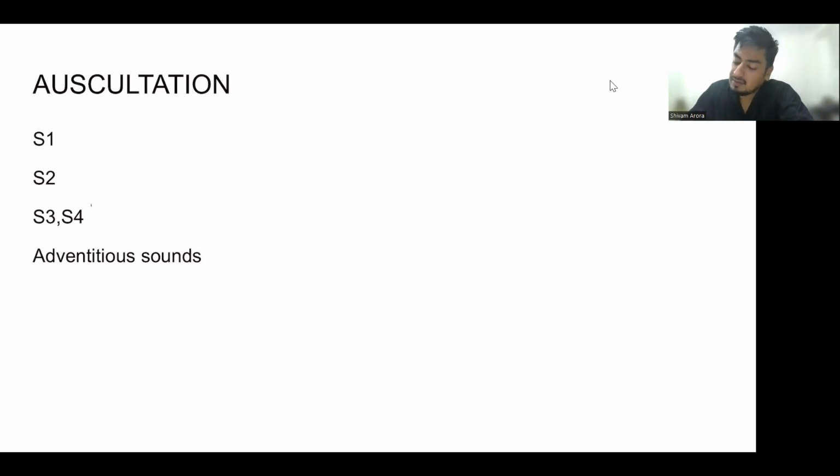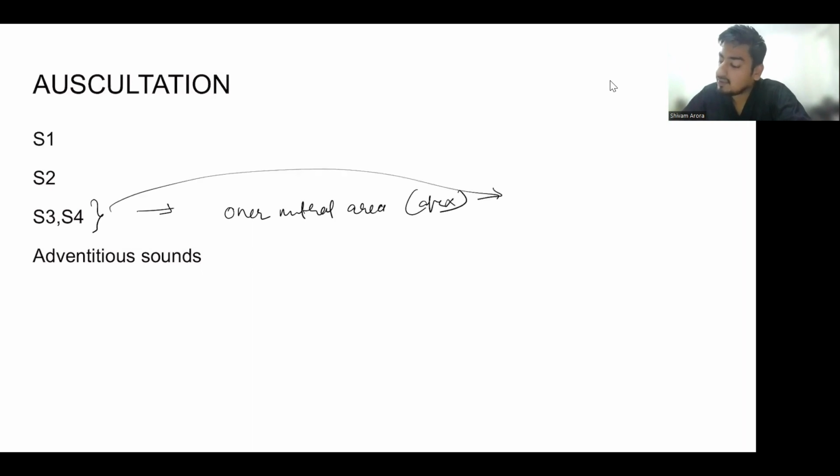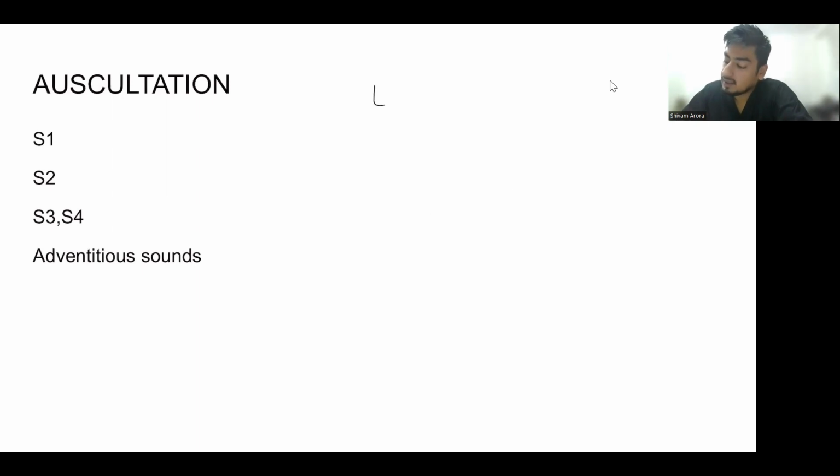Now, after S1 and S2, we'll tell about S3 and S4, whether they are heard or not. Generally, if present, S3 and S4 are heard over the mitral area, apex. And we listen for S3 and S4 with the help of the bell of the stethoscope, as they are low pitch sounds. So in cardiology, we have four low pitch sounds: S3, S4, then tumor plop and the MDM of mitral stenosis.